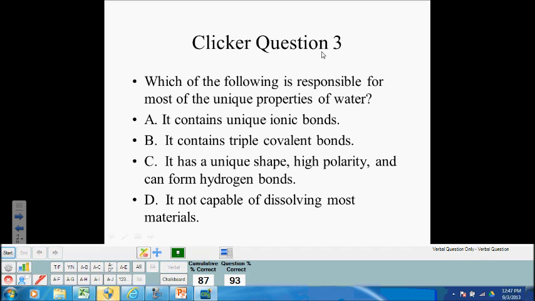Single covalent bonds. C is the right answer. It's got a unique shape. What's that shape called? Bent, and that allows it to become polar and to make hydrogen bonds between molecules. And we know D is just the opposite of true, right? Because water is what kind of solvent? The universal one.